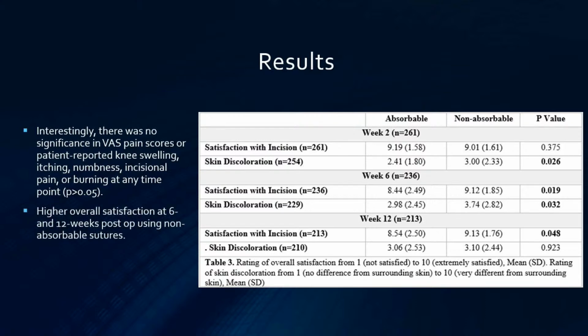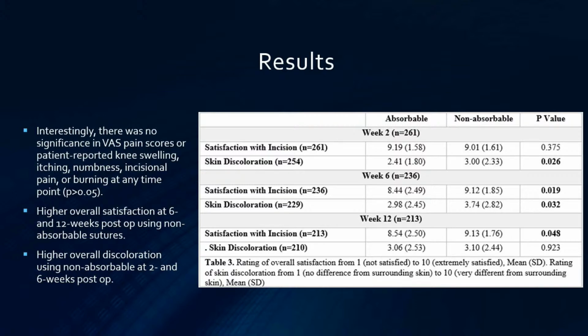If you see here, we have some significant values, and this is interesting because we had higher overall satisfaction at 6 and 12 weeks post-op using non-absorbable sutures. So here's our non-absorbable column. You can see that compared to the absorbable, we had higher rates of satisfaction. Also, in the non-absorbable group, you will see that skin discoloration was also higher at 2 and 6 weeks. So you heard that correctly. Despite the non-absorbable group seeing larger rates of discoloration at weeks 2 and 6, they reported higher rates of satisfaction in the 2 later reporting times.